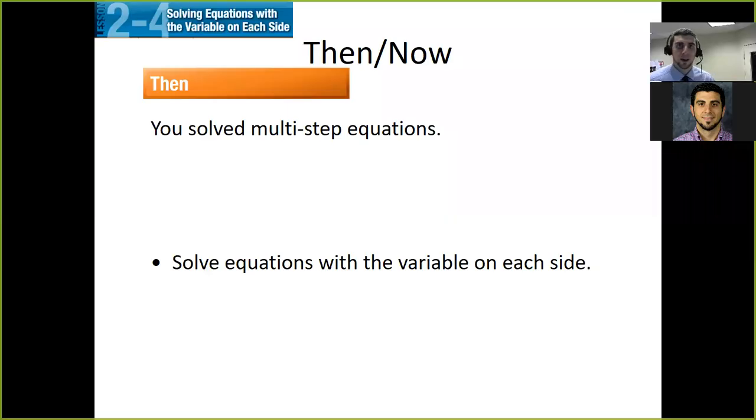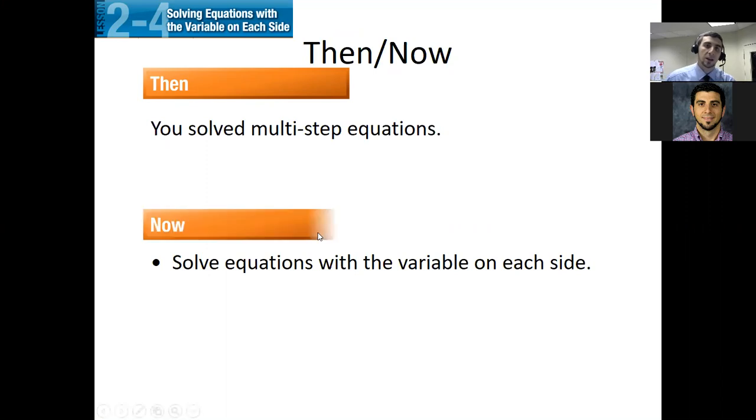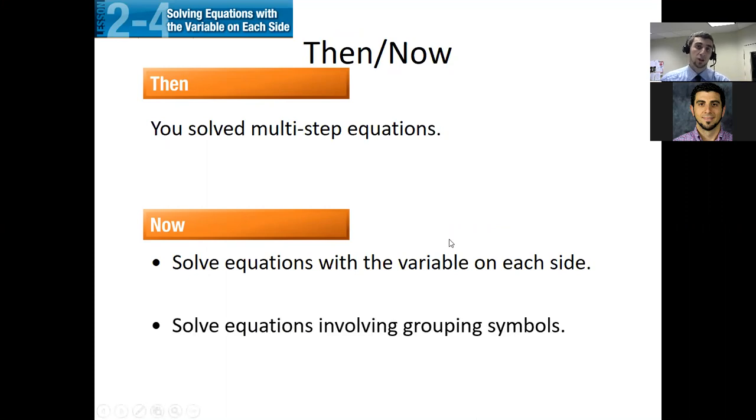All right, guys, we're back with section 4 of chapter 2. And this is all about solving equations with a variable on each side. So previously we talked about how to solve multi-step equations, and now we're going to solve equations with a variable on each side, as well as solve equations involving grouping symbols. So now it's getting into several steps and what happens whenever you have variables on both sides.